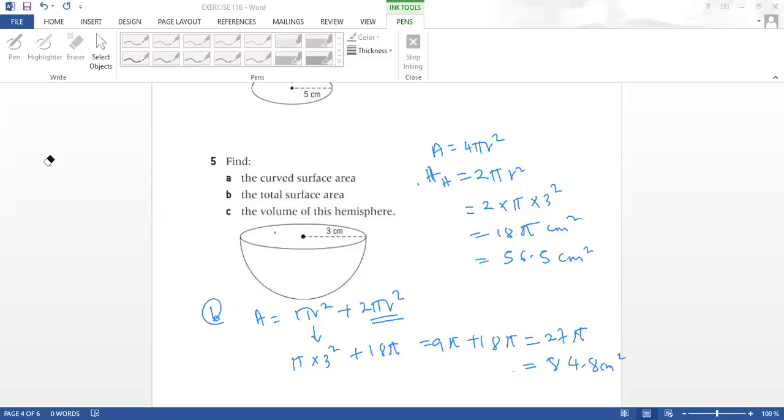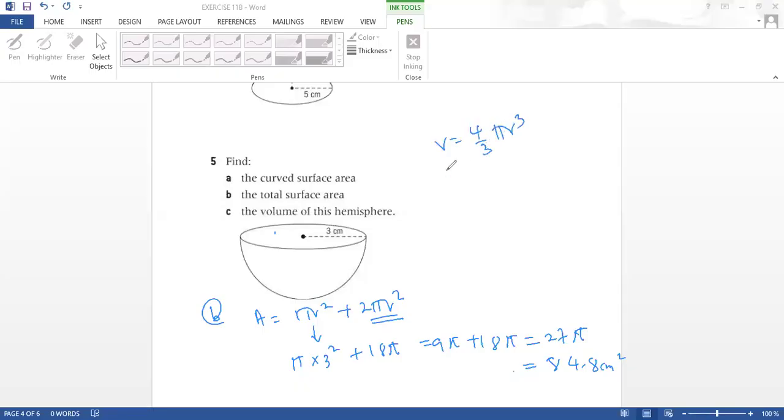Lastly, we need to look at the volume of the hemisphere. Allow me to erase so that I can do the volume. So volume will be given by the volume of a sphere, which is 4/3 pi r cubed, but because this is half the sphere, you divide this by 2, which will ideally be 2/3 pi r cubed. So 2/3 pi times r cubed.